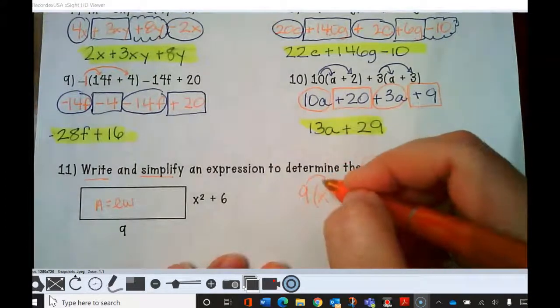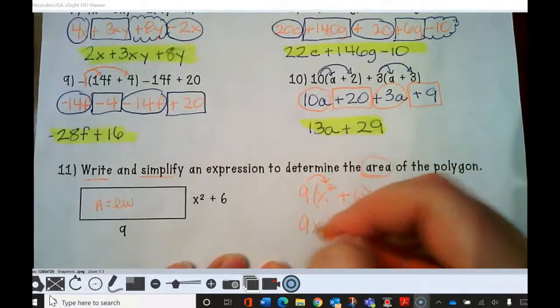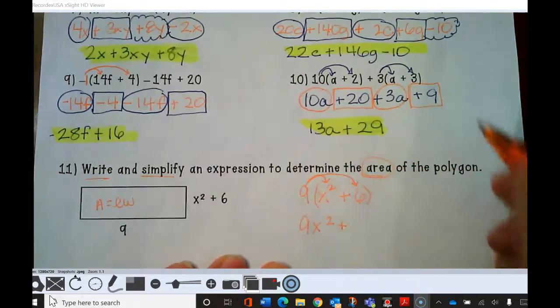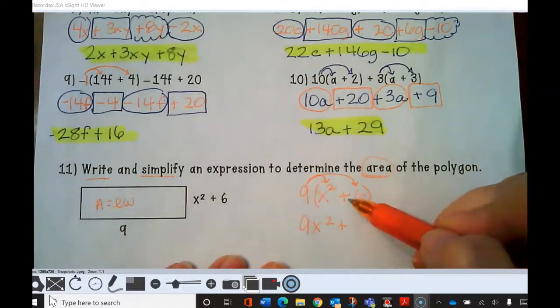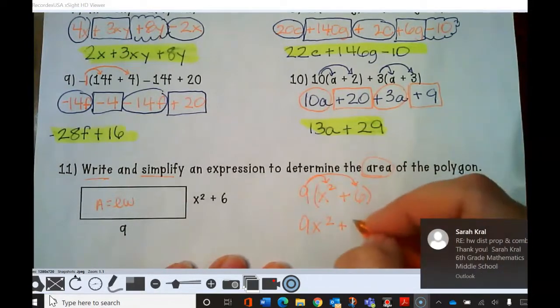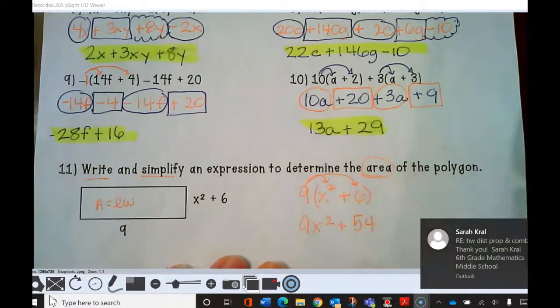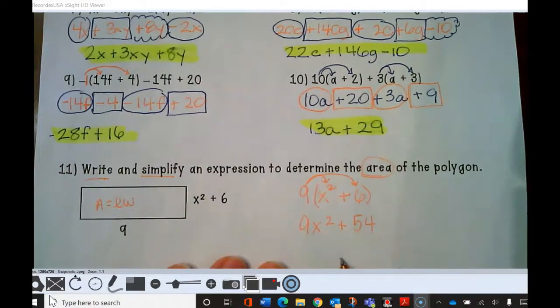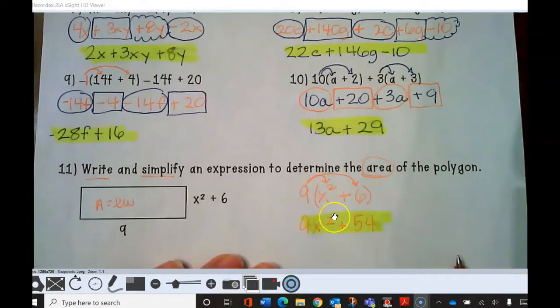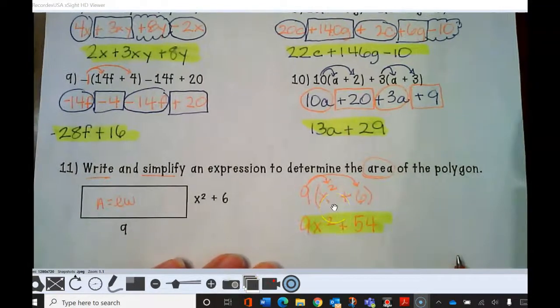So we're going to do 9 times x squared, which is 9x squared, plus, oops, I probably shouldn't put the plus right away, because if this was a minus, it would be different. 9 times 6 is 54. Now, can we get these two terms simplified to 1? Nope, you can't. So that will be your final answer. I hope I've made the distributive property clear to you, and if you need help, go back and rewatch the video.